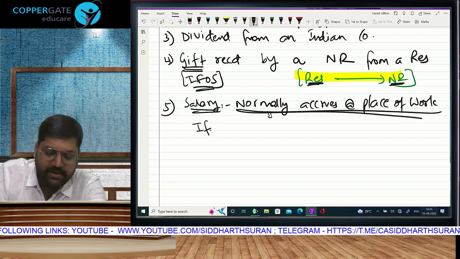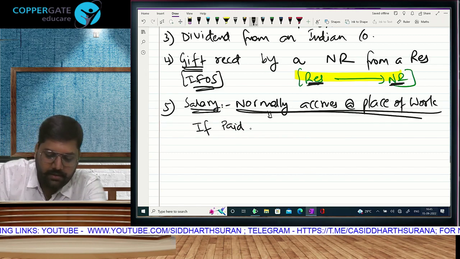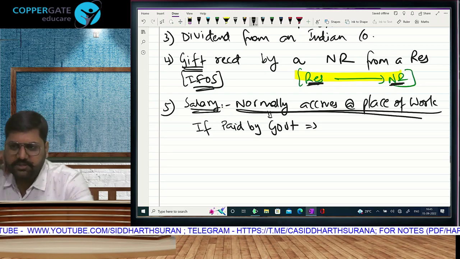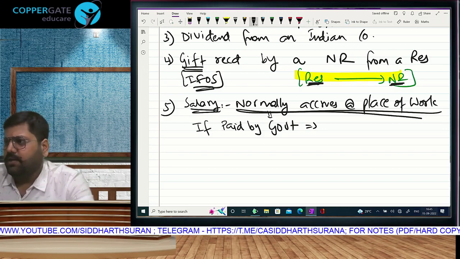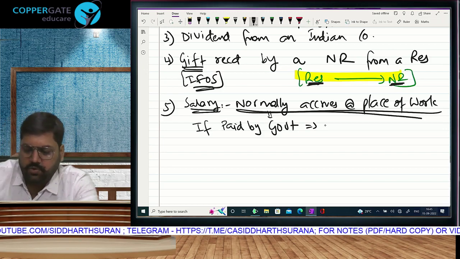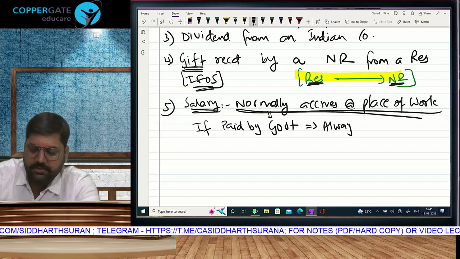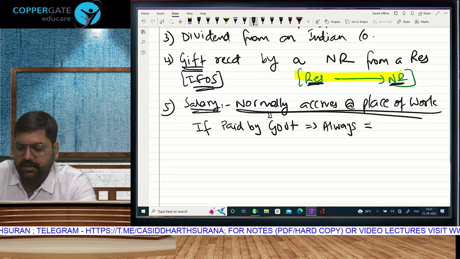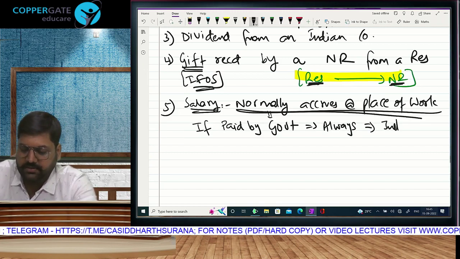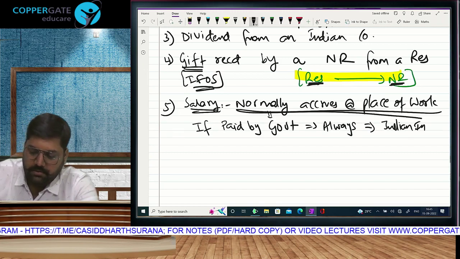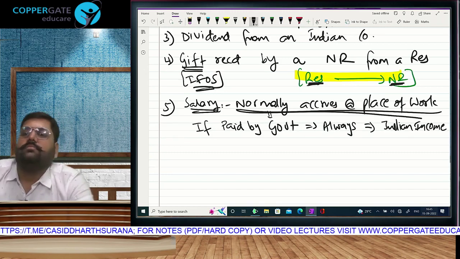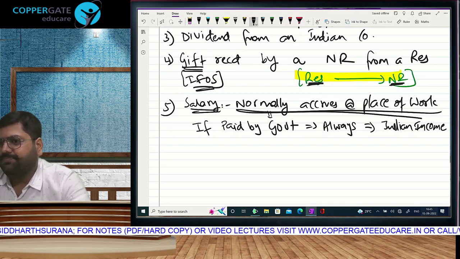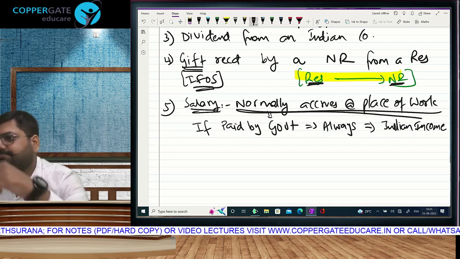But if the salary is paid by government, this is what we discussed orally sometime back. If the payer is government, it will always be deemed as accruing in India. That means it will always be treated as Indian income. Salary paid by government will always be treated as Indian income.